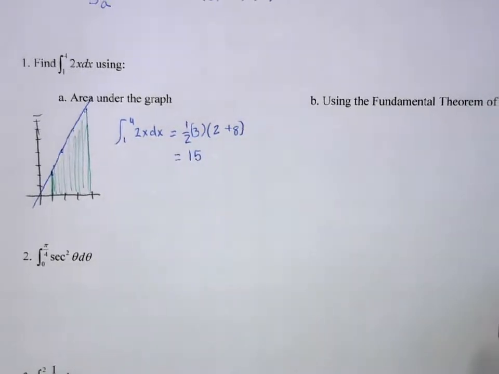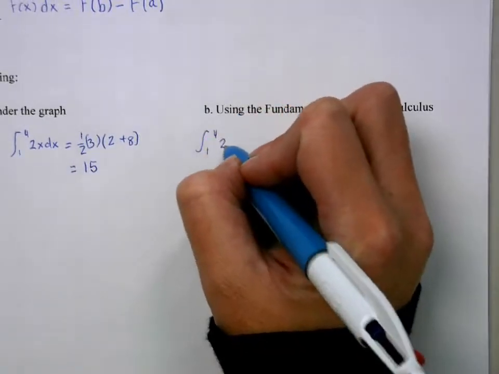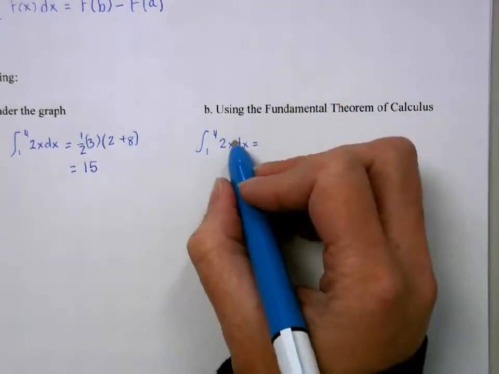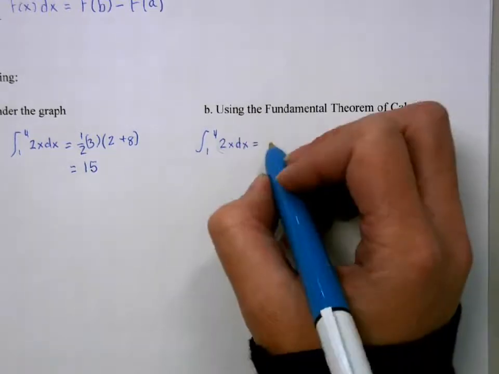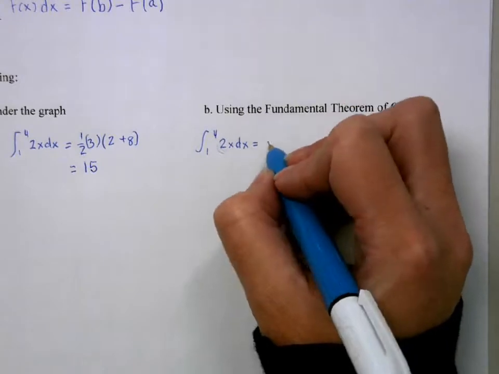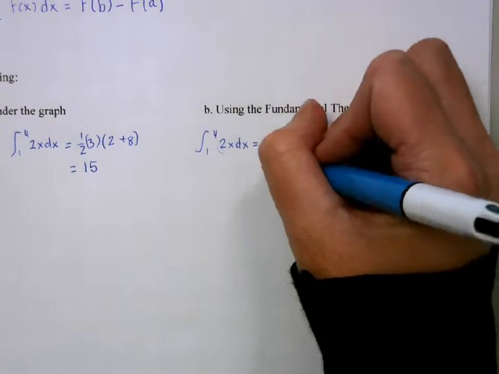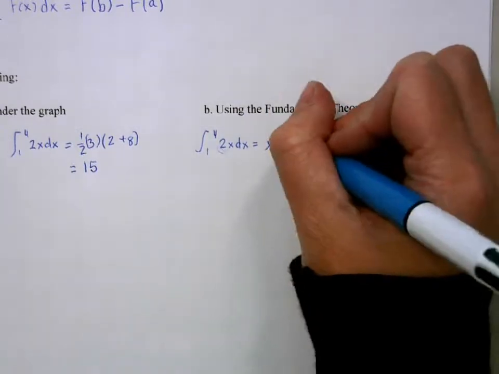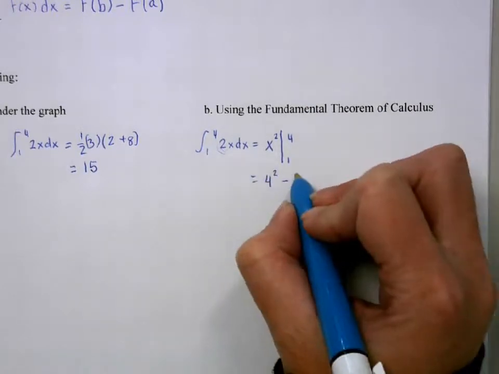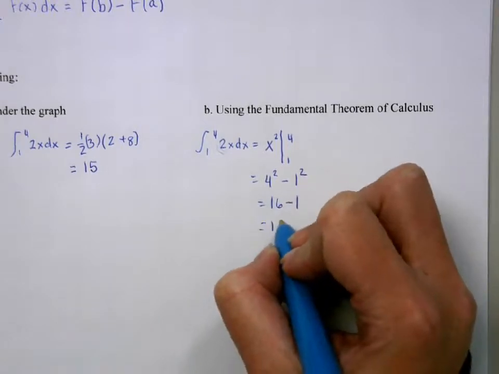So now let's do this using the fundamental theorem of calculus. Okay, so we are going to take the antiderivative of this. So this is going to be x squared. And we're going to evaluate this from 1 to 4. So this is going to be 4 squared minus 1 squared, which is 16 minus 1, which is 15.